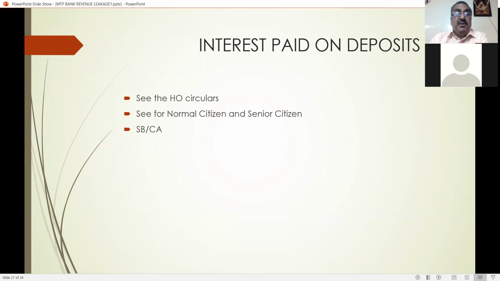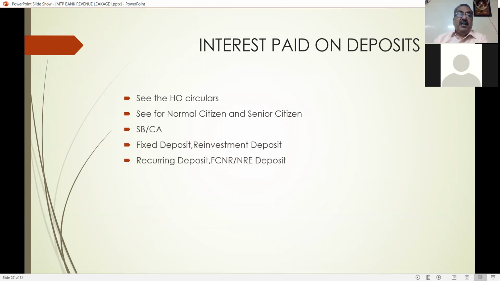Interest has to be paid on SB and not on current account. And for fixed deposit, reinvestment deposit, recurring deposit, FCNR, NRE deposit, please refer to the bank circular and they will pay you. And for an inoperative SB, interest will be credited, and at the time of reversal, no charges will be allowed. No charges will be charged.